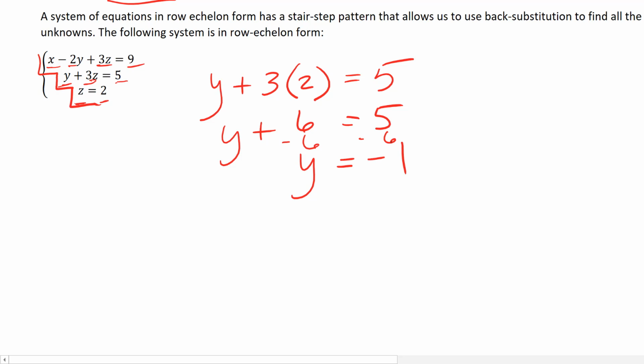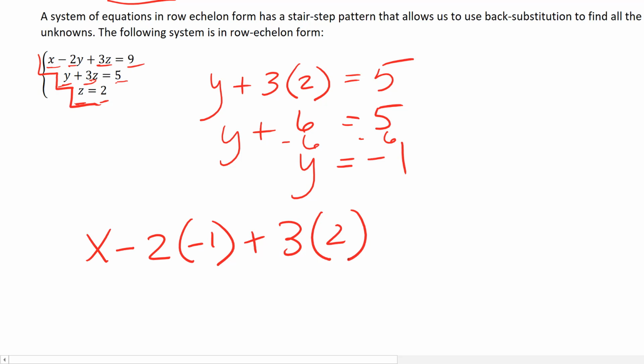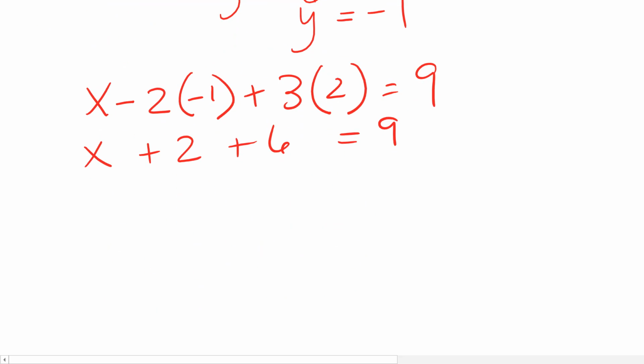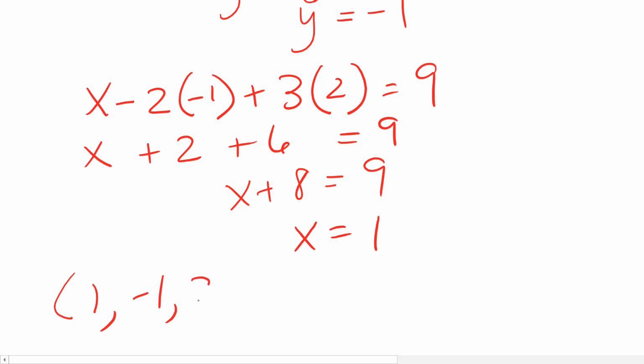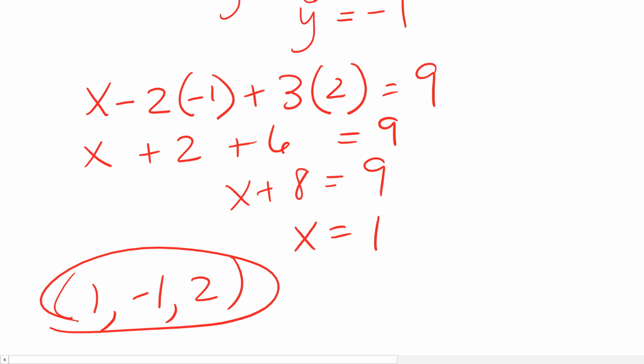Now that you have y and z, you can plug both of those into the first equation to get x. So the first equation, x minus 2y, y is -1, and then plus 3z, z is 2, and that's supposed to equal 9. So x plus 2 plus 6 equals 9. So x plus 8 equals 9, so x equals 1. So you have all three unknowns figured out now. 1, -1, and 2. So that's your solution.